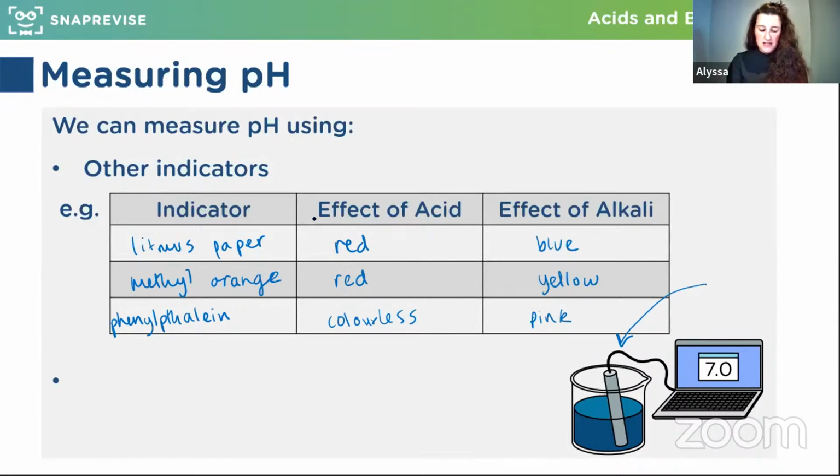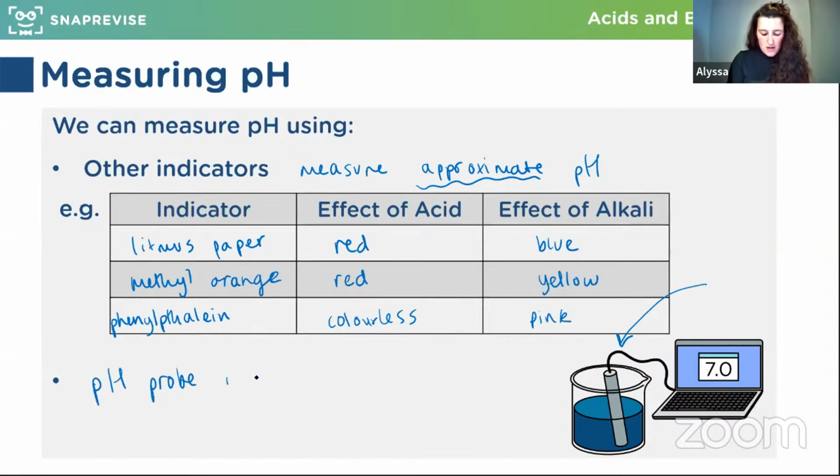So other indicators, our litmus paper, our methyl orange, phenolphthalein, they can only measure approximate pH again. But this thing down the bottom can measure exact, as long as we calibrate it properly, as long as it's set up properly. It's a pH probe, well done. And that can measure exact pH.